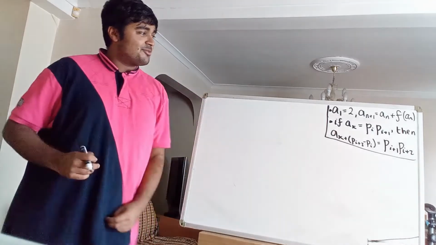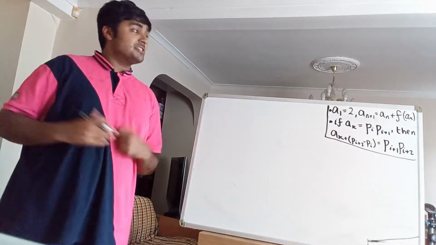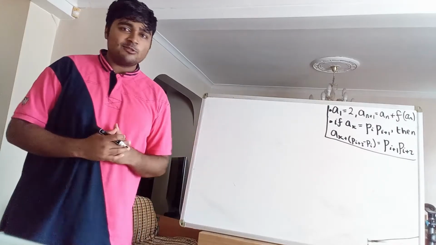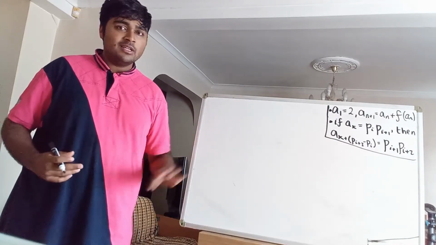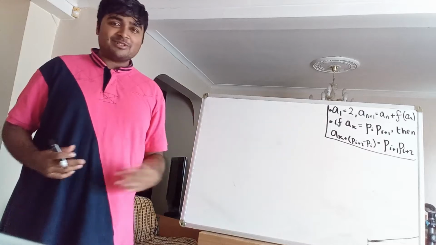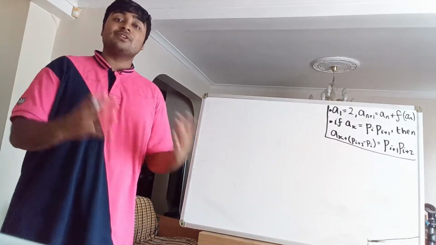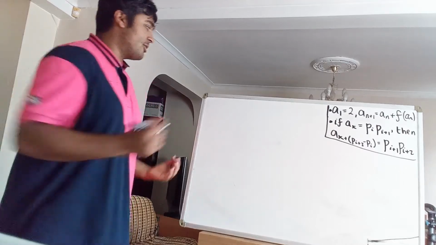Okay, so I've written up what we just proved there. If a_k is equal to p_i times p_i plus 1, then a_(k plus p_i plus 2 minus p_i) is equal to p_i plus 1 times p_i plus 2. Now, this would be pretty useless if there were no terms in the sequence which were the product of two primes, but thankfully there's a very small term in the sequence which is the product of two primes.